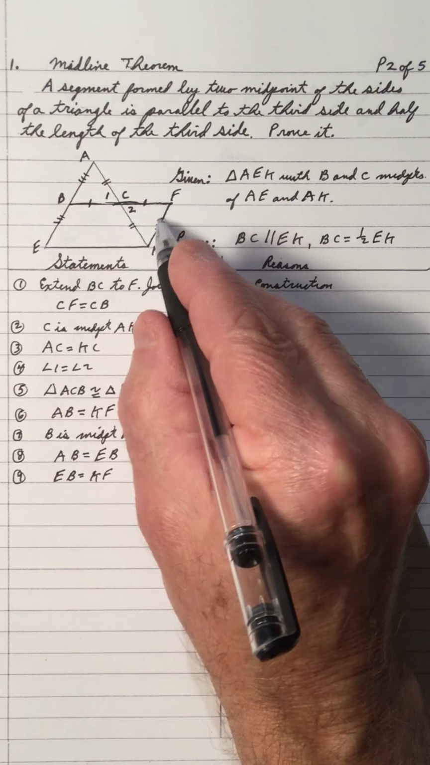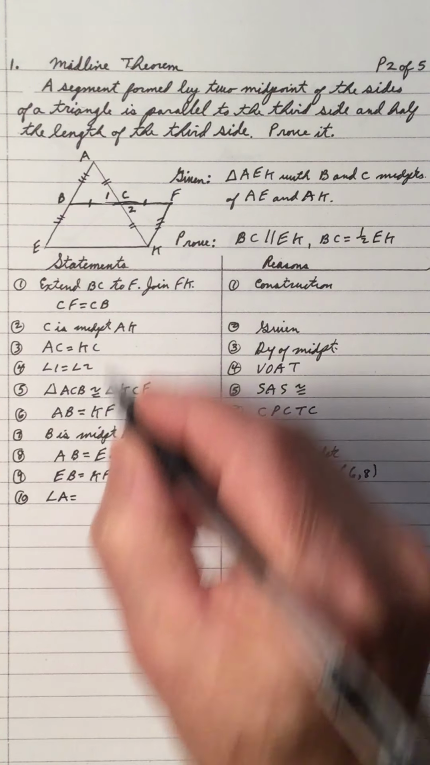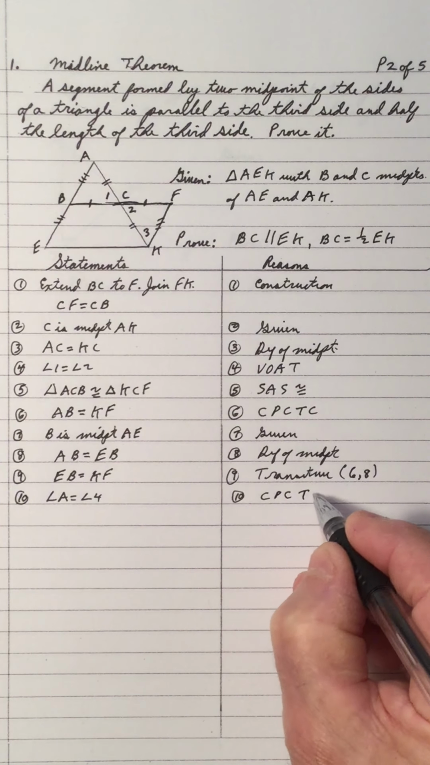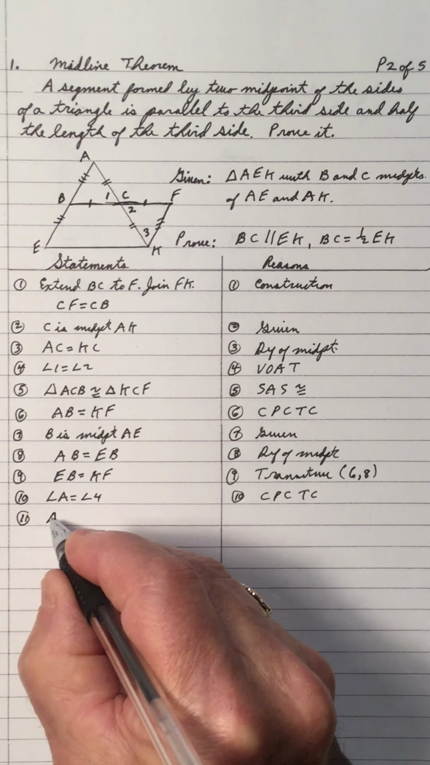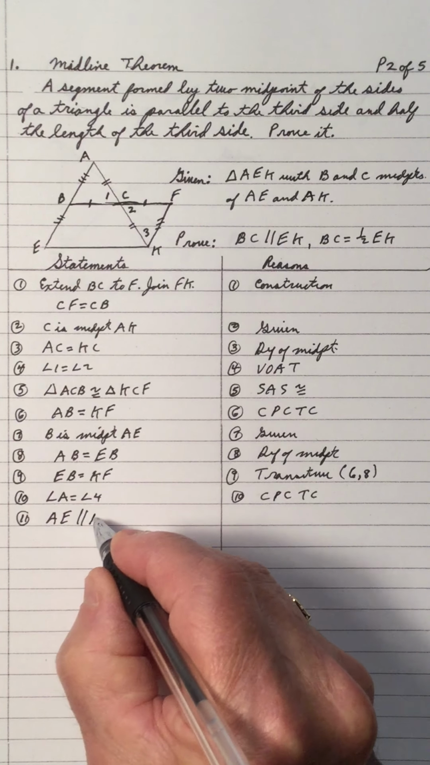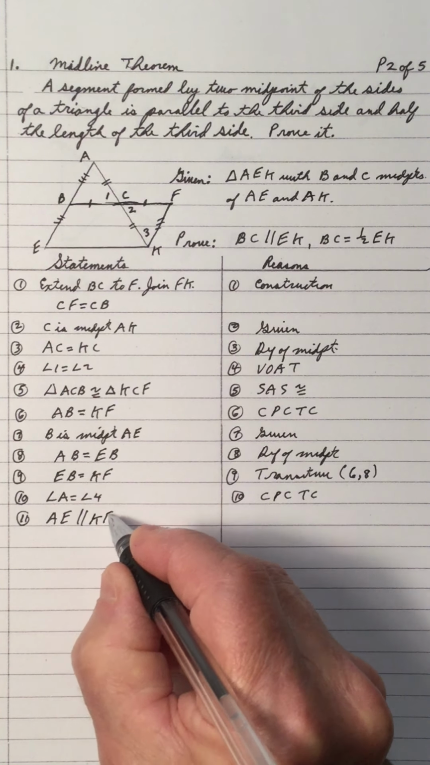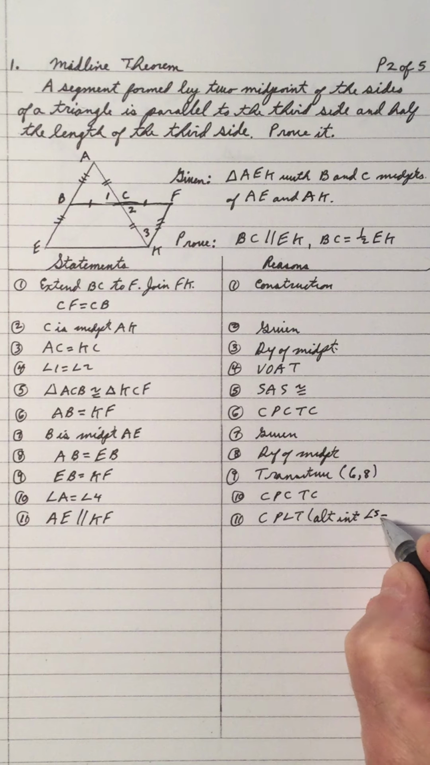And to do that, I'm going to say that angle A is equal to angle 3. And that's because of the congruent triangles, CPCTC. The triangles are congruent, so angle A is equal to angle 3, CPCTC, and as a result, I have AE, or AB, is parallel to KF. And that's the converse of the PLT. And notice that these are alternate interior angles. Alternate interior angles are equal.